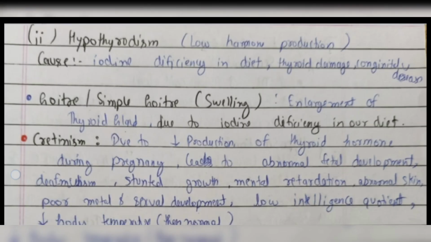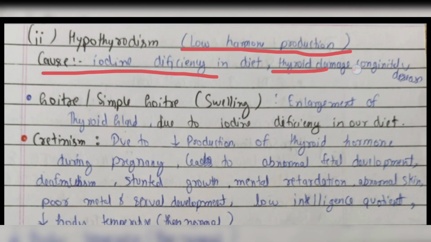Since hyperthyroidism is covered, let's move on to hypothyroidism, which is due to low hormone production by the thyroid gland. Its cause is iodine deficiency in the diet, thyroid damage, or congenital diseases that are present since birth. And congenital diseases are also long term, very long lasting. Now some of the diseases given in hypothyroidism is goiter or simple goiter, whereas in the hyperthyroidism case, that was exophthalmic goiter. It is simple goiter or simply known as goiter.